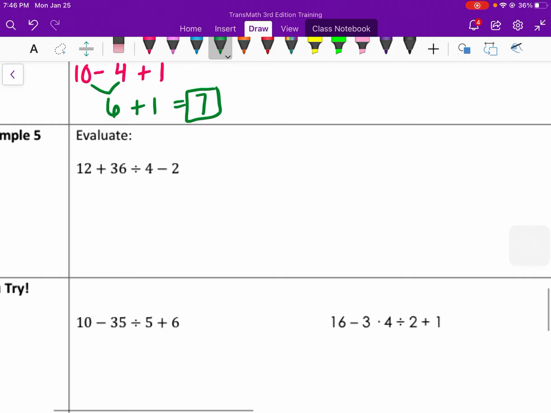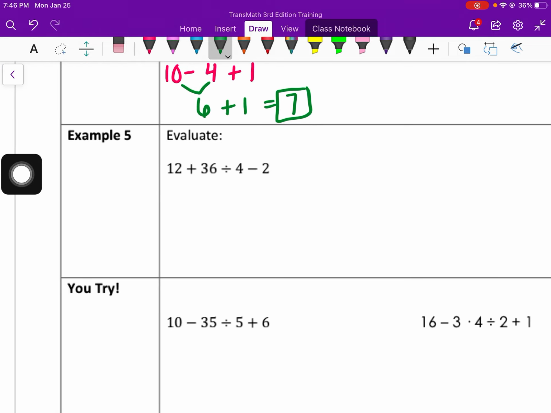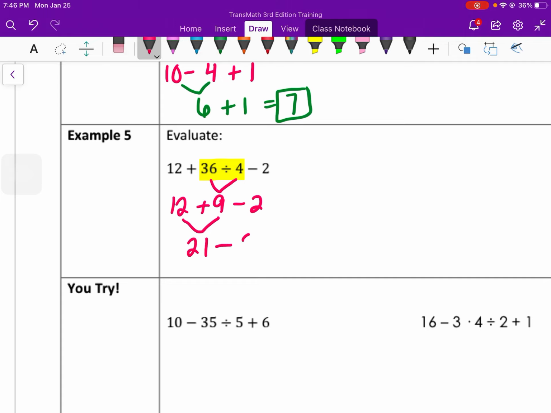Here's another example for you. We're going to work from left to right, but we're going to do the division before the addition and subtraction. So 36 divided by 4 is 9. Then I have 12 plus 9 minus 2. From left to right, 12 plus 9 is 21, and then minus 2 would be 19.